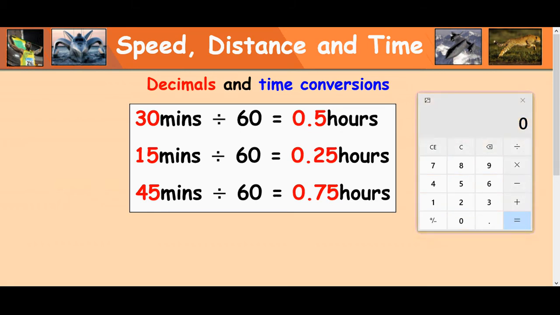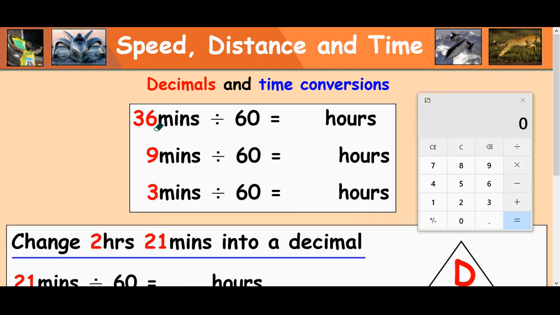Right, so this is what this allows us to do: harder calculations. So if we're doing 36 minutes and we want it in decimal hours, well, it's more than a half, isn't it? 30 was a half, so it's going to be higher than 0.5. If you do 36 divided by 60 in your calculator, there you go, 0.6. Then you can use that in your calculations.